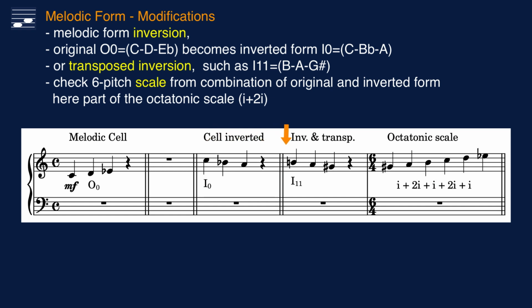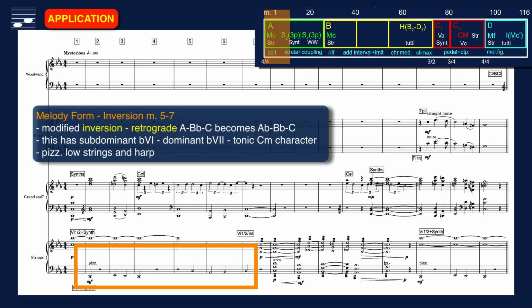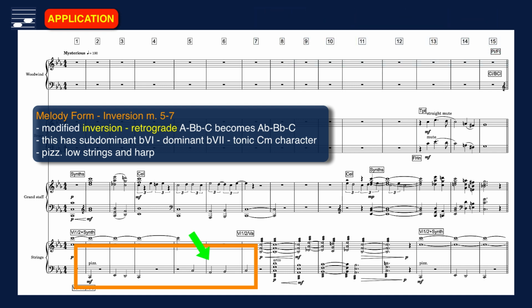To judge the melodic and harmony potential, we write the combination of the original and inverted form as a 6 pitch unit scale. Combining O0 and I11 yields a segment from an octatonic scale. I decided to use the melodic inversion pitch class set in the opening measures of the example composition, see bars 5 to 7. However, if you look closely, you will notice that I modified this inverted form into A flat, B flat to C. Why?